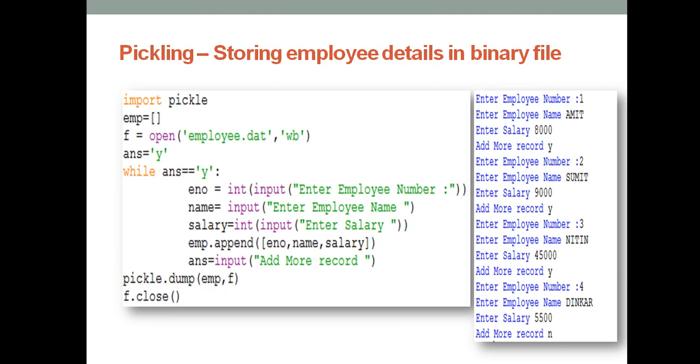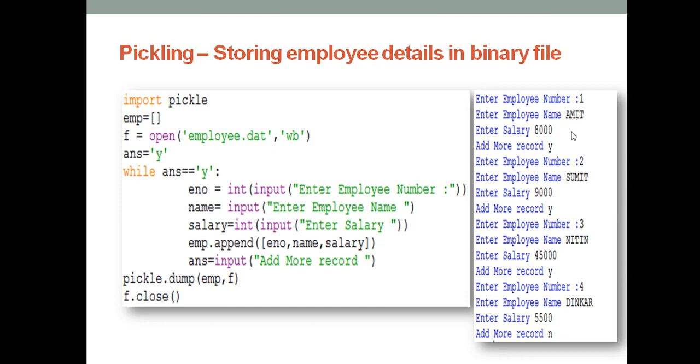Now input: add more records. If you press Y, it asks for the next record. If you write no, or anything other than Y, it comes out. Then it will dump. This is the syntax, pickle.dump, here it is the structure, comma, file handle, and close.